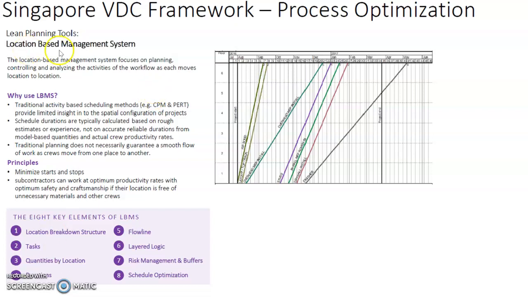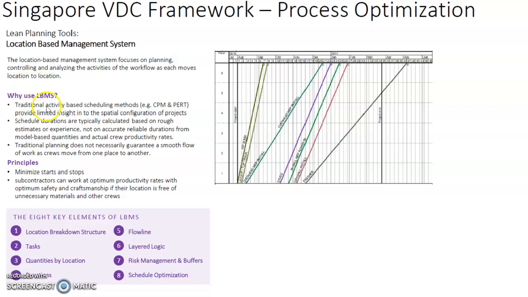The location-based management system is also another possible lean planning tool that we can use for our VDC projects, in order to optimize the processes. It focuses on planning, controlling, and analyzing the activities of the workflow as each activity moves from location to location. Now, why do we use the location-based management system?